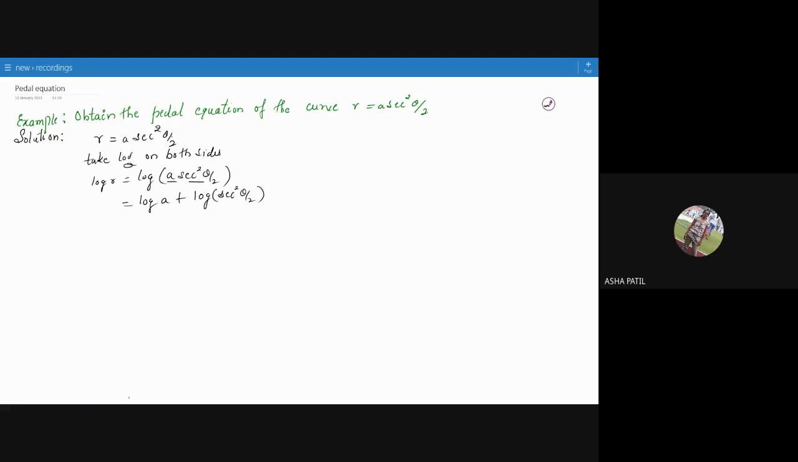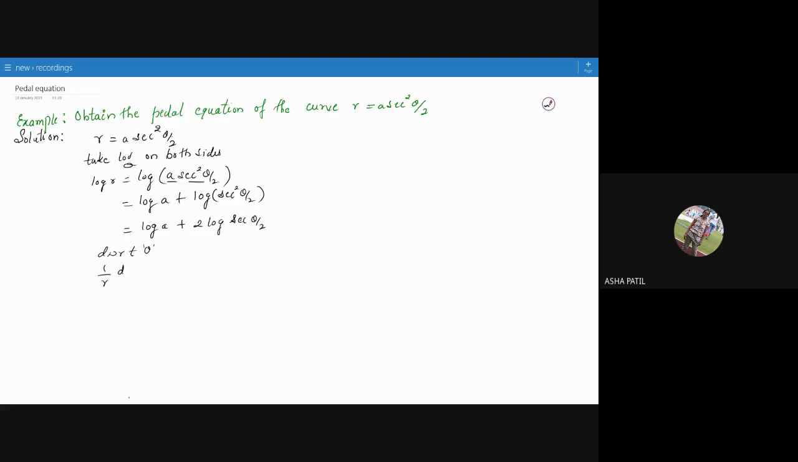Further, this term is in the form of log a raised to m, hence we'll further reduce it as m log a. First term is kept as it is, second term we'll write it as 2 times log of secant theta by 2. Now we'll go for differentiating with respect to theta.